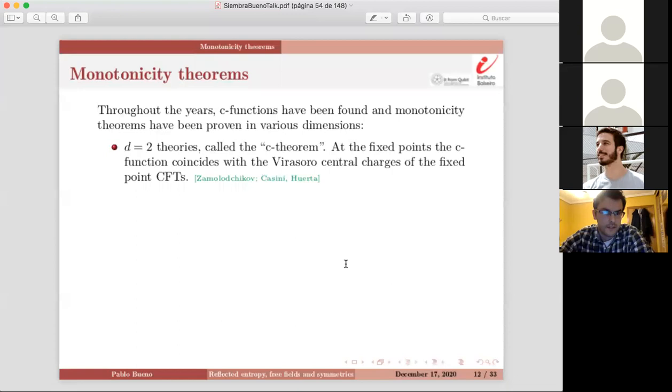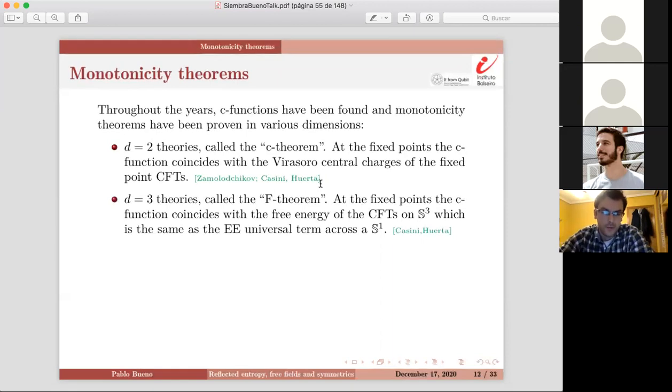many of the results are pretty recent, in fact. The oldest one is Zamolodchikov's proof of the C theorem, which is from '86, I think. And in that case, you can see that at the fixed point, the C function coincides with the Virasoro central charges of the UV and IR CFTs. And there is another proof using entanglement entropy by Casini and Huerta.